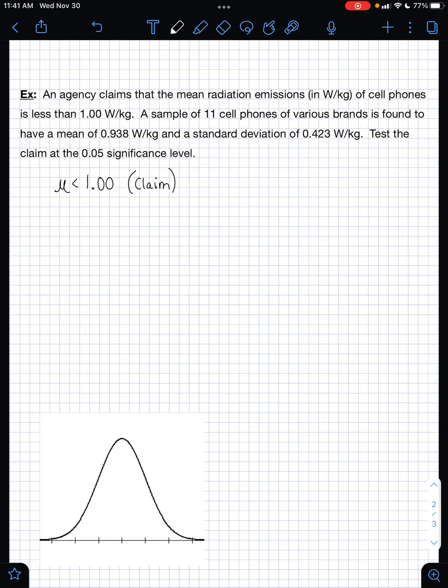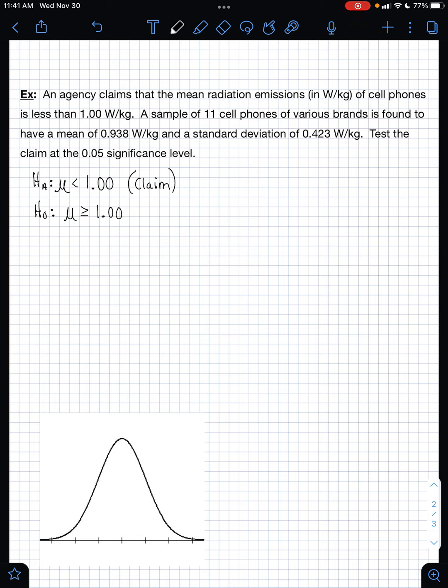Because this does not include equality, this is strictly less than, this is the alternative hypothesis, H sub A. Therefore, the null hypothesis would be that the mean is greater than or equal to 1.00. Remember, these have to be completely contradictory statements. The null hypothesis has to include a statement of equality.